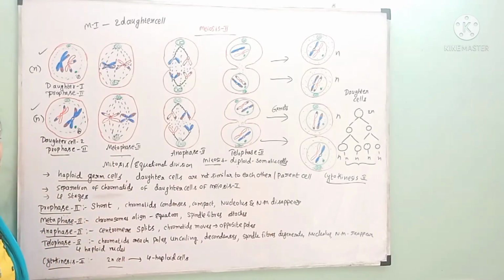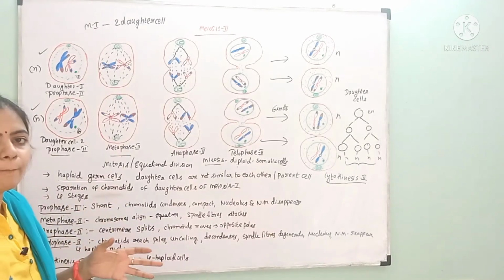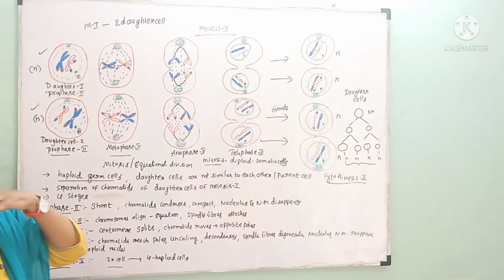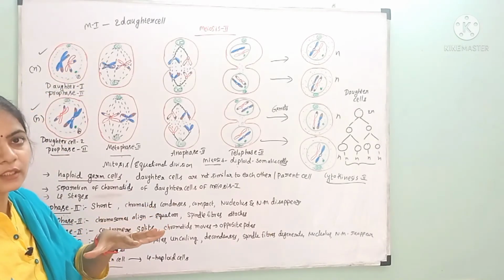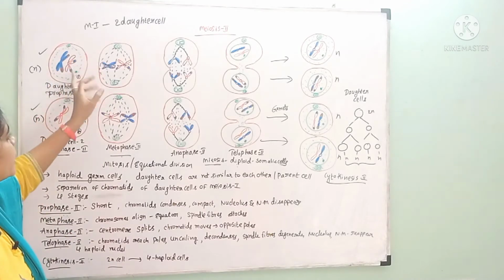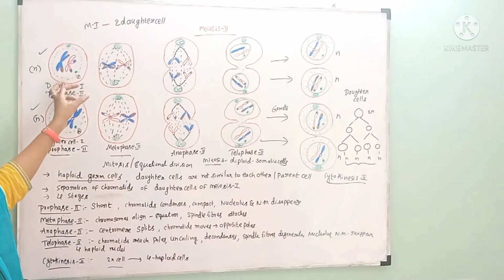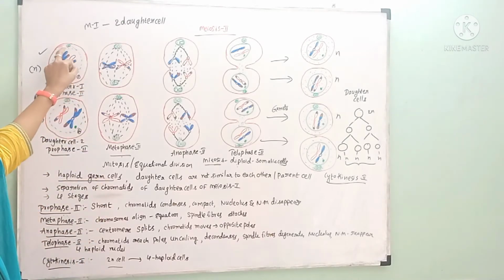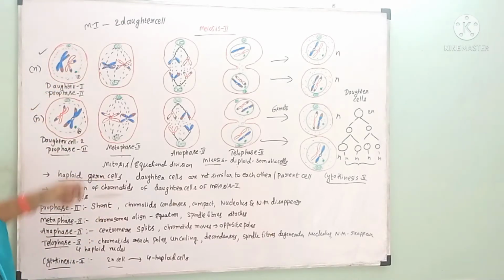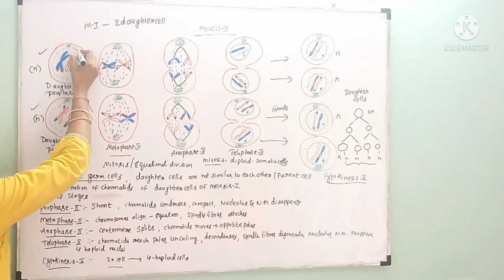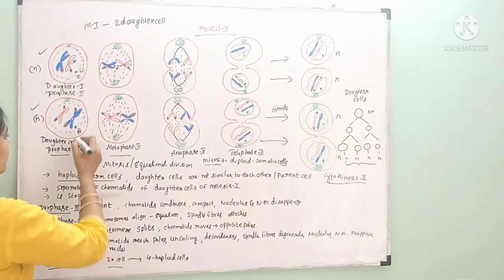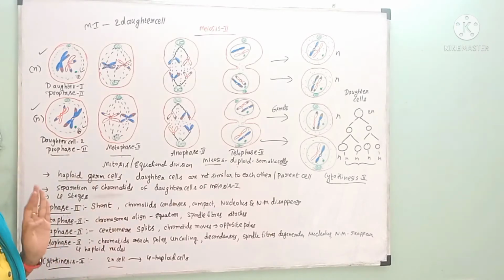What will happen in prophase 2? The chromatids condense and become compact. The nuclear membrane and nucleolus disappear, and the duplicated centrioles start moving to the opposite ends in prophase 2.